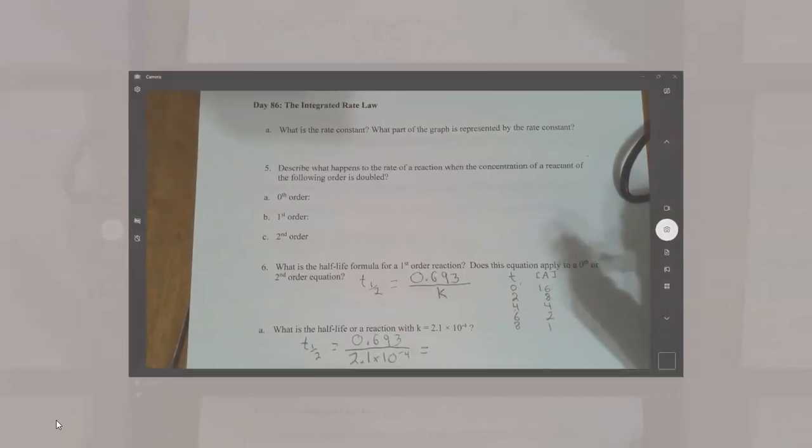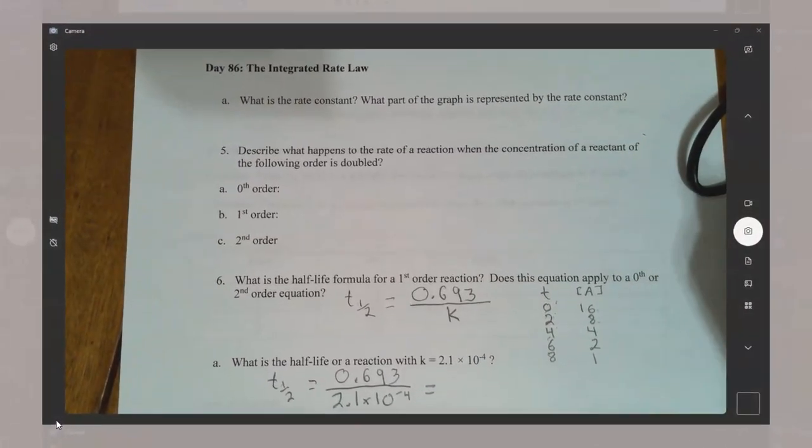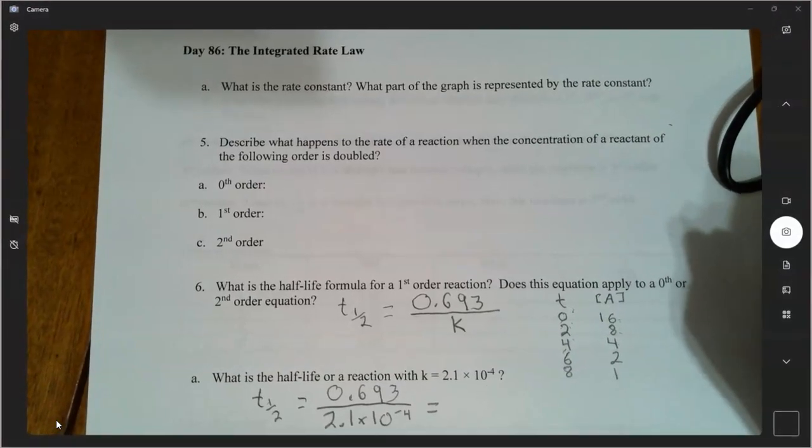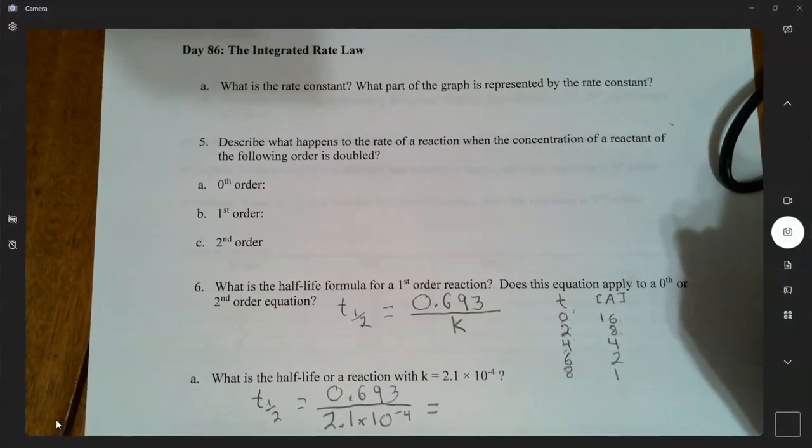All right, what is the rate constant? It is a number that's a function mostly of temperature, but we'll study some of the other things that are involved in it, that tells you how fast the reaction is going to take place, what the rate of the reaction is going to be.